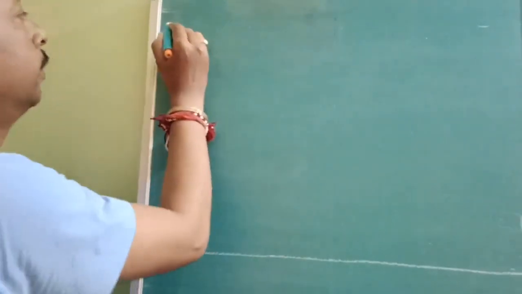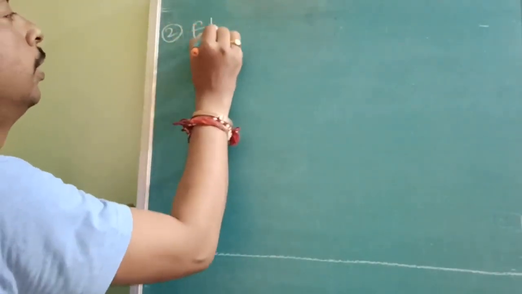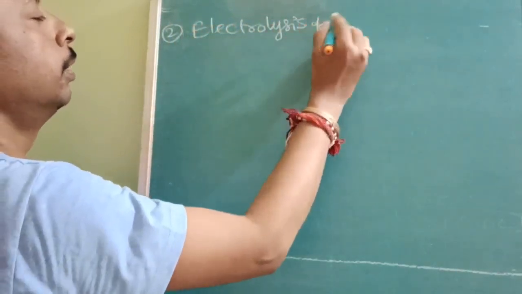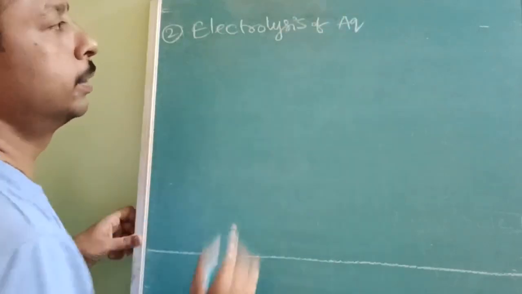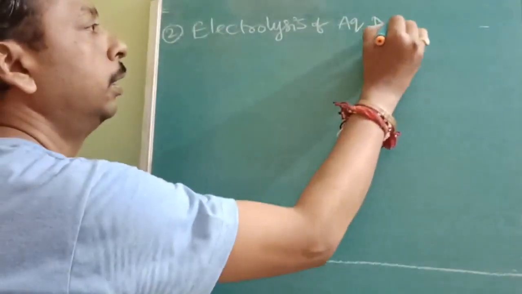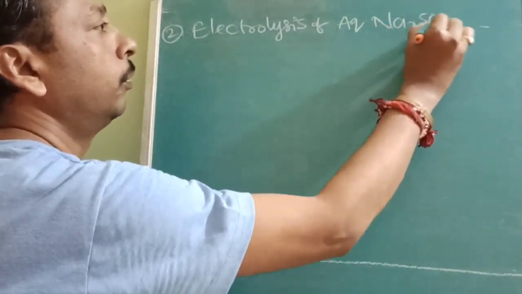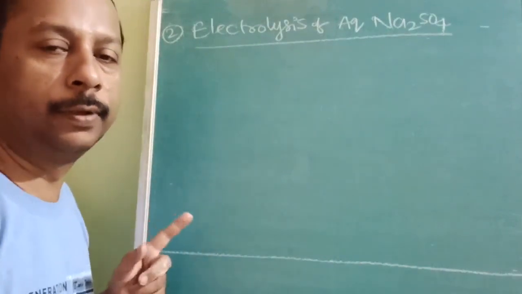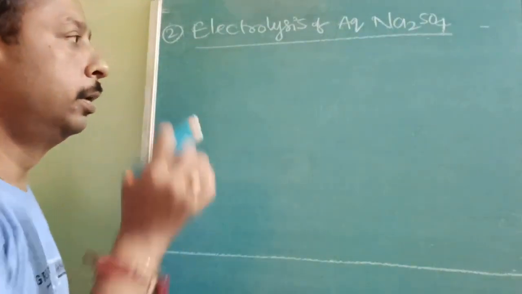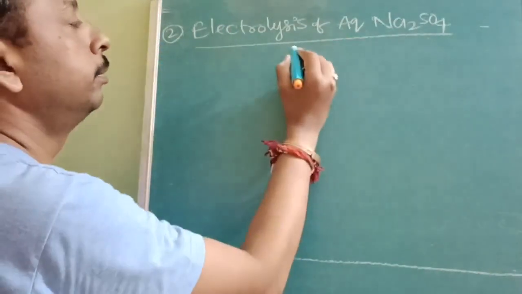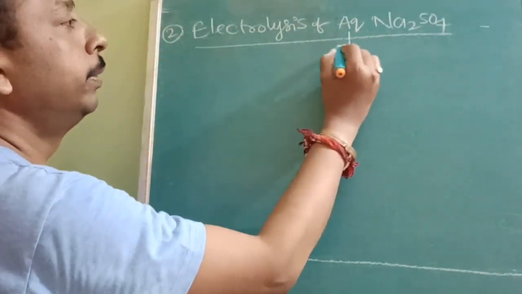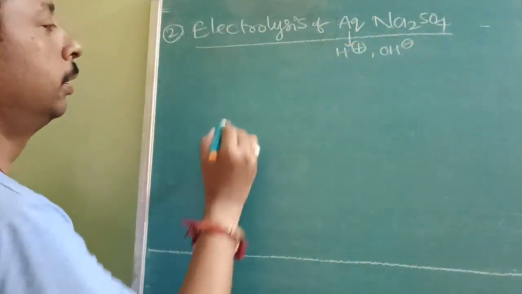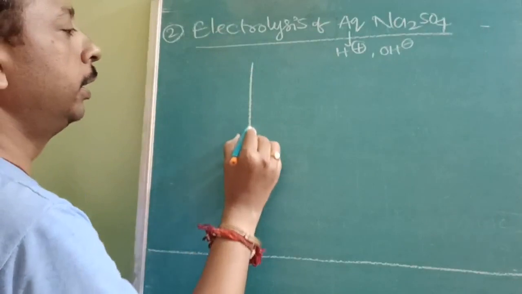Now the second question is electrolysis. Electrolysis of aqueous, earlier it was molten, and aqueous Na2SO4. I think all of you remember that series. If not, this part is very, very essential. Aqueous means water will also be there. Water will give you H plus and OH minus. So I will draw this here itself.